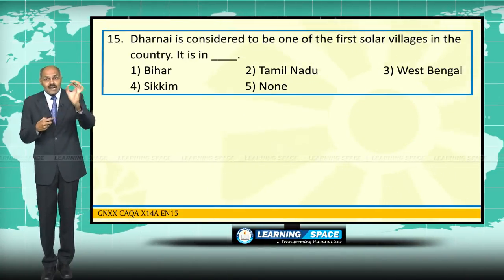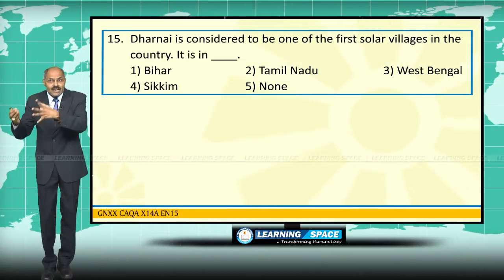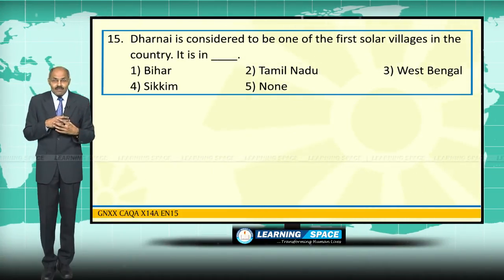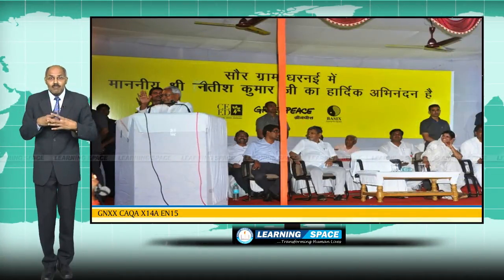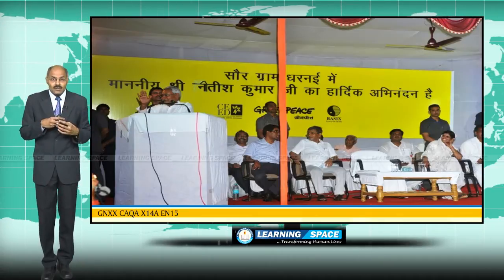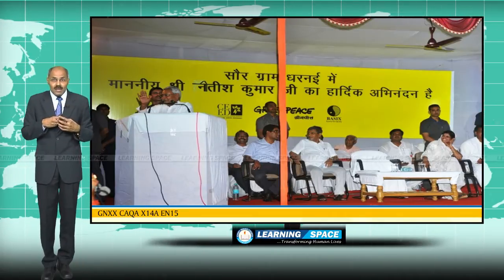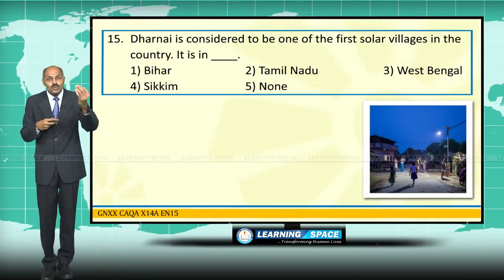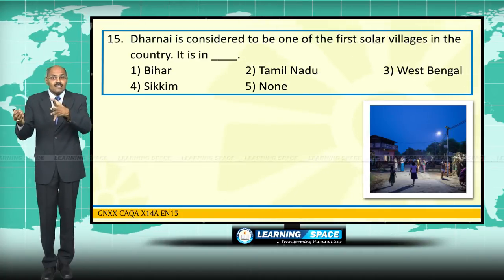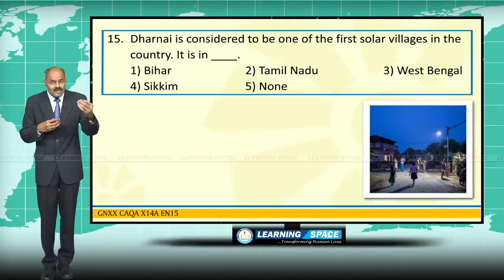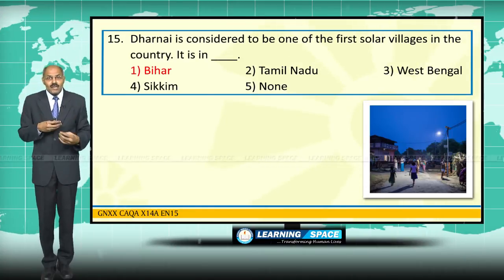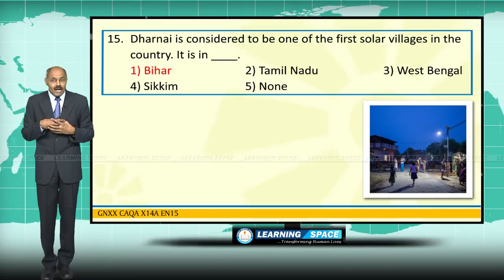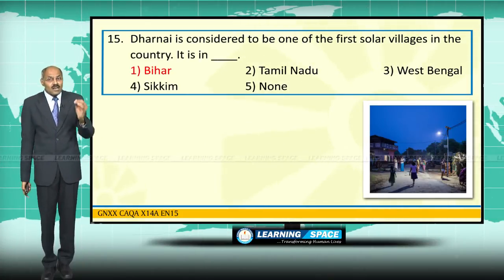Dharnai is considered to be one of the first solar villages in the country. The solar village was developed with the help of the Greenpeace organization. This village has roughly 500 houses and a population of 2,500. It is in Jahanabad district of Bihar. The answer here is Bihar. Dharnai village is considered to be one of the first solar powered villages in the country, and this village is in Jahanabad district of Bihar.